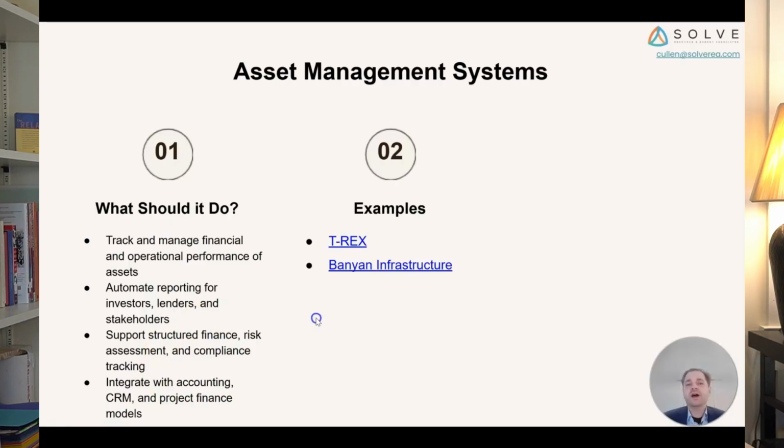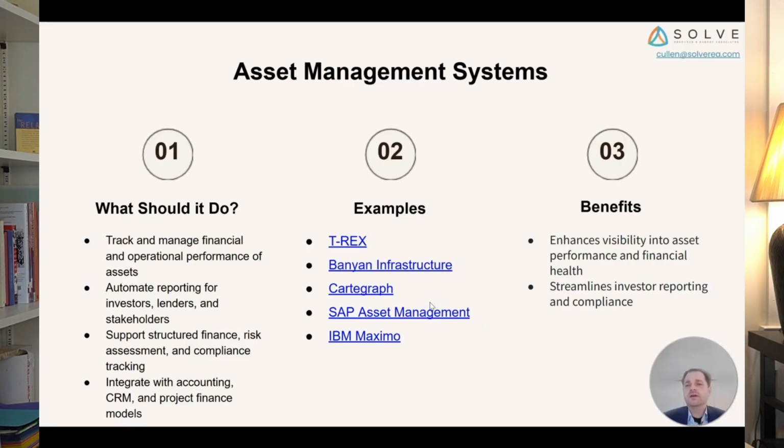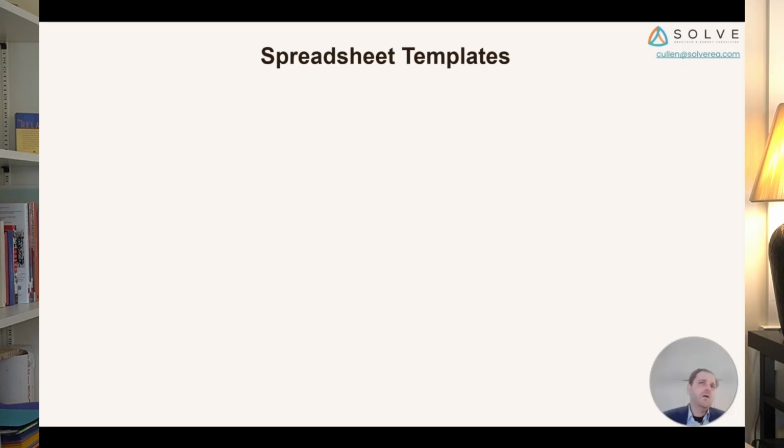So some examples: T-Rex, Banyan Infrastructure, Cartograph, and standard tools like SAP Asset Management. Again, if you're on one of those enterprise contracts. IBM Maximo is another one. They enhance the visibility into the asset performance and its financial health. They can streamline investor reporting and compliance, and they can reduce risk by automating the tracking and analytics, as well as improving decision making.